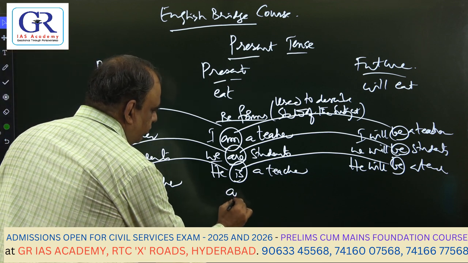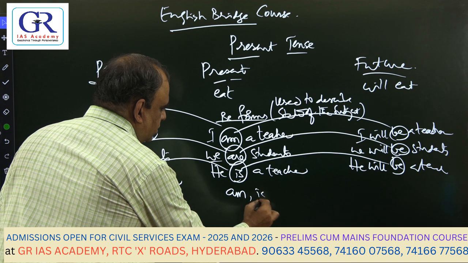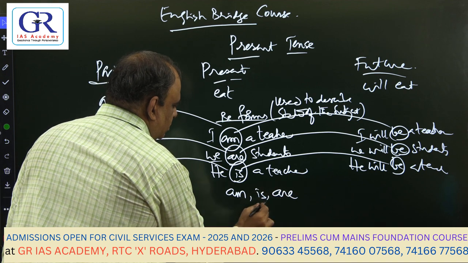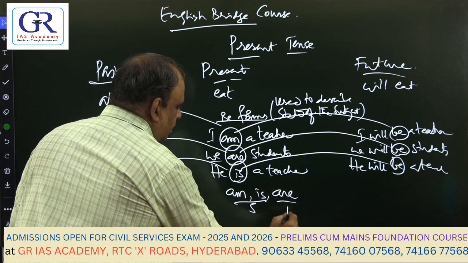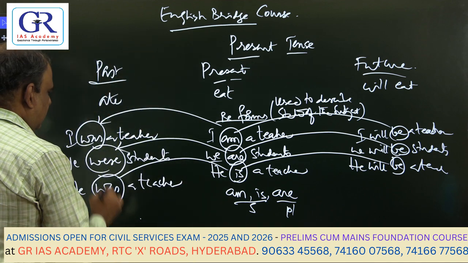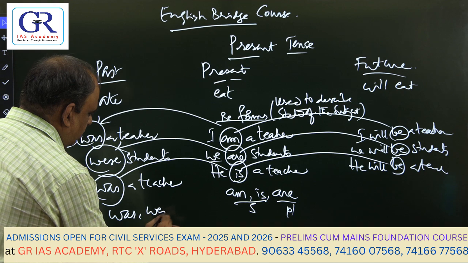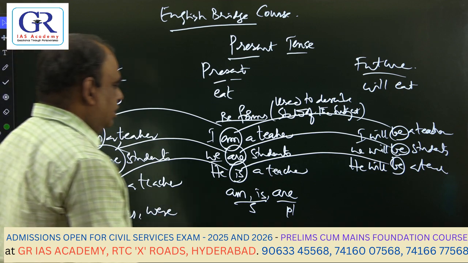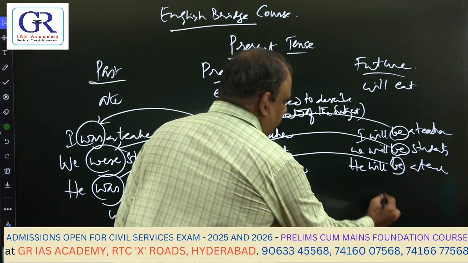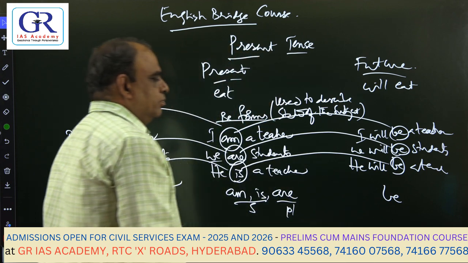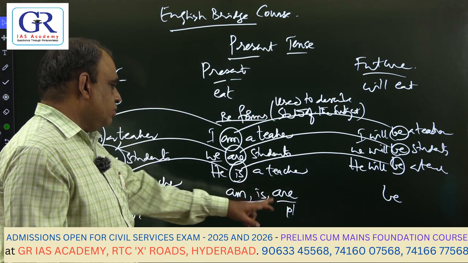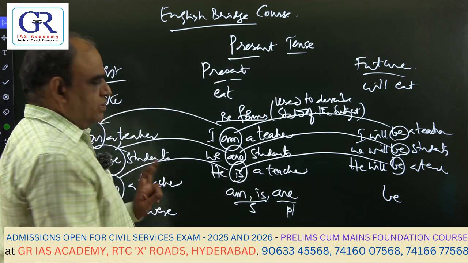Am, is, are. These two are singular and this is plural. Then here it is was, were, and then here it is be, be. So how many are there? 1, 2, 3, 4, 5, 6.